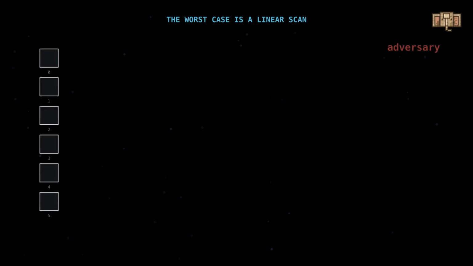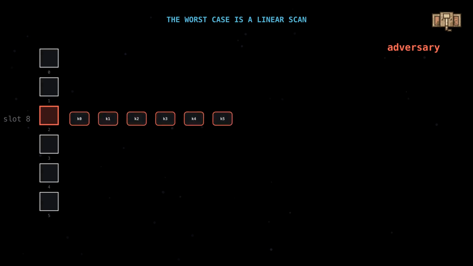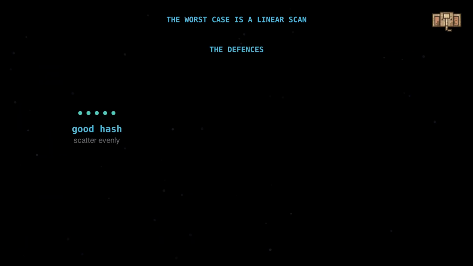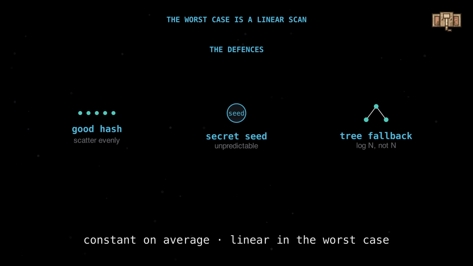Now the honest caveat. The worst case is linear, as slow as scanning a plain list, and it happens when the hash sends everyone to the same slot. An attacker who knows your recipe can feed keys crafted to all land on slot 8, so that one chain holds every key while the rest sit empty and a lookup degenerates into a long walk. That is a real denial of service. The defenses are a good hash that scatters keys evenly, a secret random seed so an attacker cannot predict collisions, and a tree fallback inside an overlong chain so even a worst bucket is searched in logarithmic time.